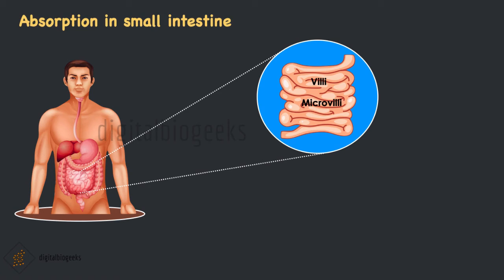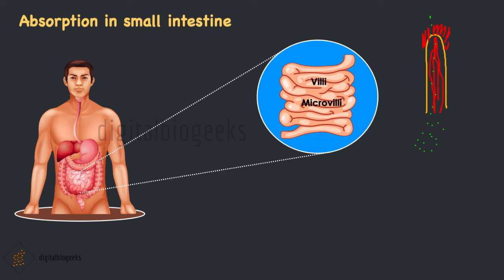Let me draw a villus here. This is a single villus and it has hair-like projections called microvilli on the surface. Each villus has a network of blood vessels. There is a network of blood vessels inside the villus close to its surface. The digested food reaches the blood through these blood vessels.